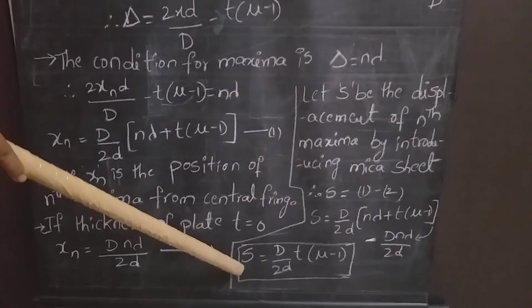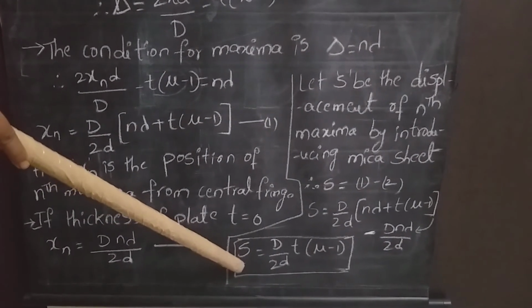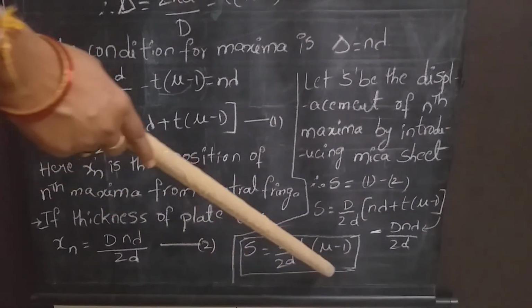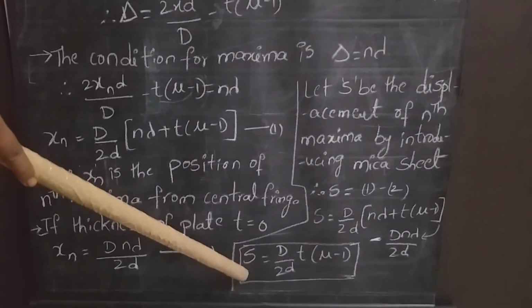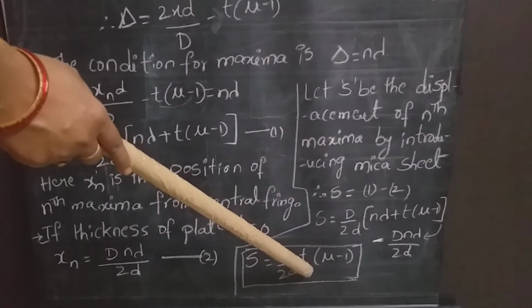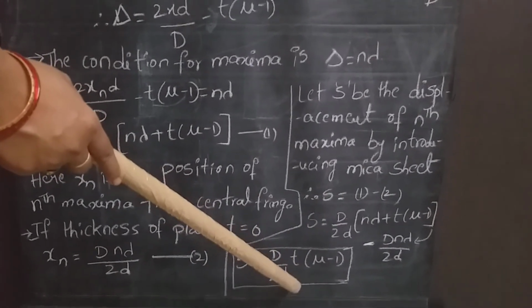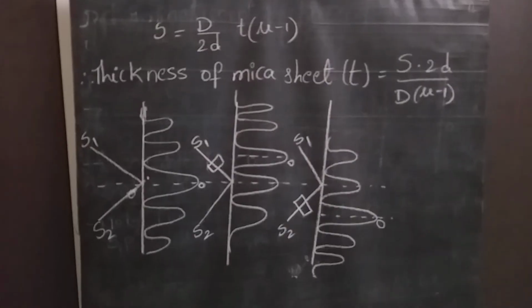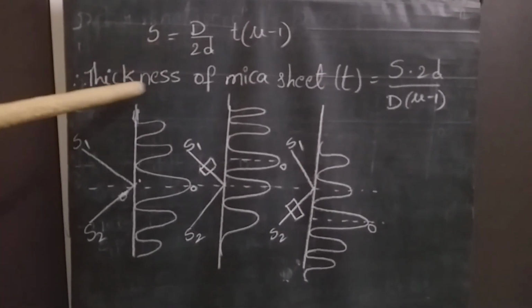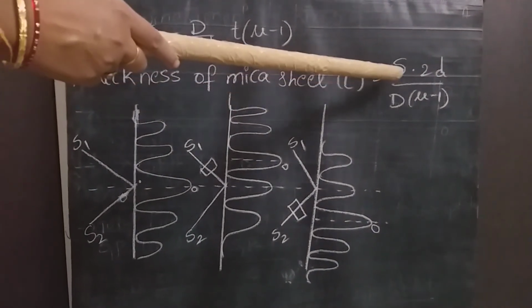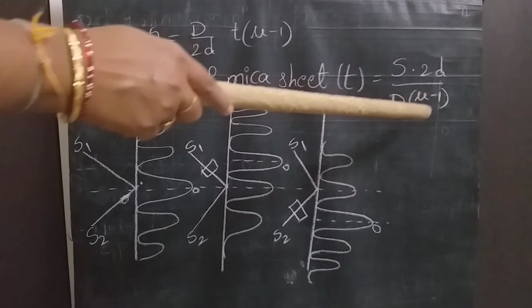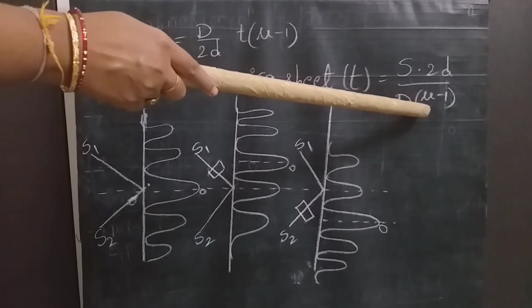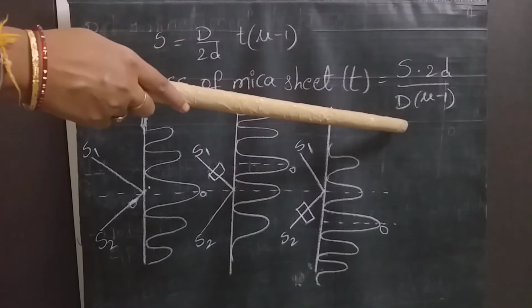Here S is the shift in the fringe pattern due to introducing the mica sheet, which has thickness t. This is equal to this much. From this shift only we need to find out the thickness of the mica sheet. We will see how to find the thickness in our continuation part. From the shift formula, the thickness of the mica sheet will be given by S into 2d by capital D into (mu minus 1). Here mu is the refractive index of the mica sheet.